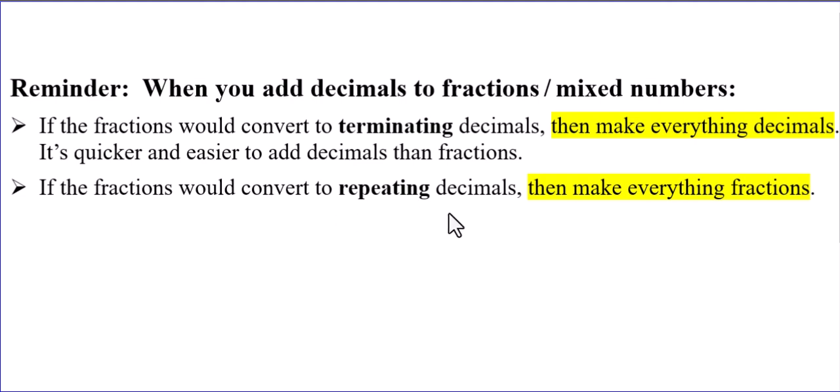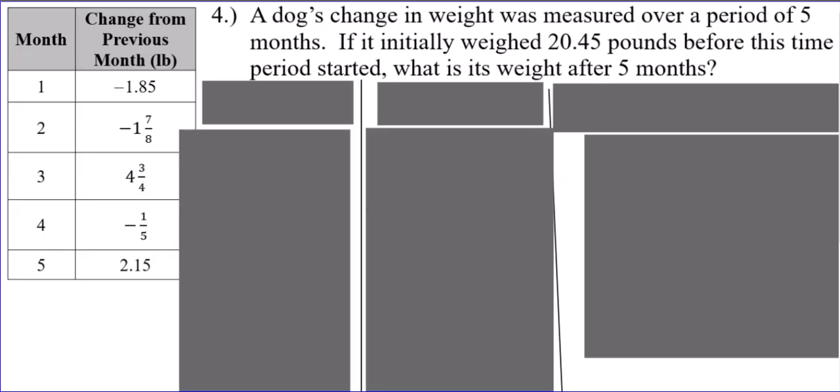If the fractions would convert to repeating decimals, not a good idea to try to add or subtract by, because they go on forever. So you're going to have to make everything fractions in that type of situation. All right, now that we've quickly reviewed that, would you please try number 4 on your own? Hit pause the video now, do number 4, and then hit play when you're ready to see how you did.